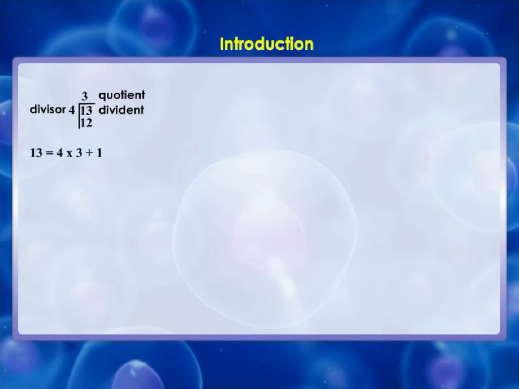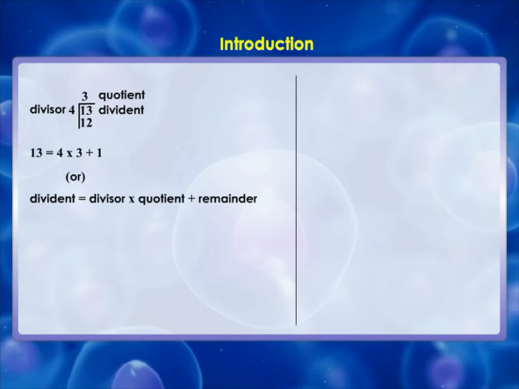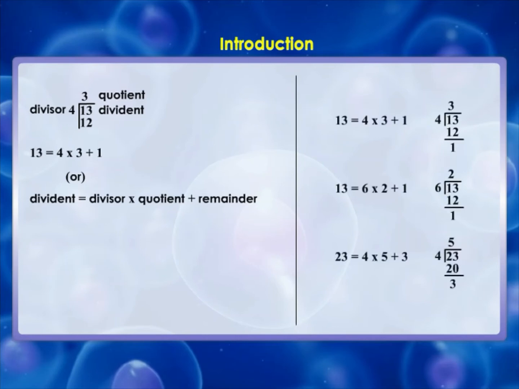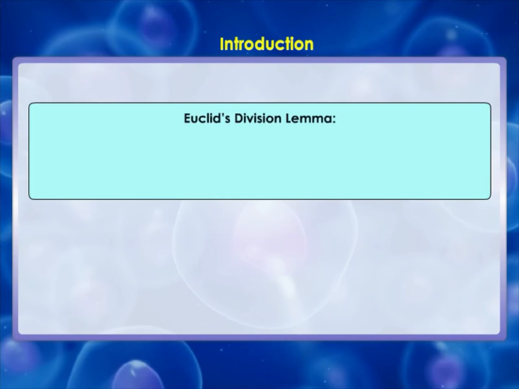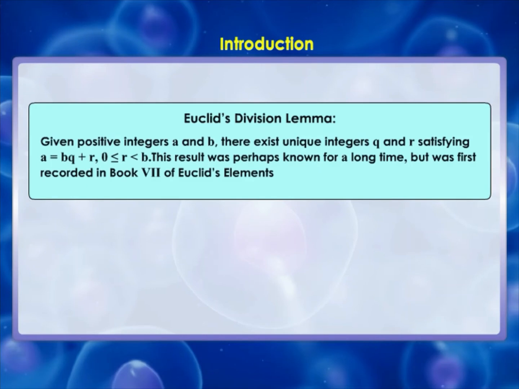Can we frame a relation between the divisor, dividend, quotient, and remainder? Yes, we can note that dividend is equal to divisor into quotient plus remainder. Taking this as base, we can frame Euclid's division lemma as: given positive integers a and b, there exist unique integers q and r, satisfying a = bq + r, 0 ≤ r < b.